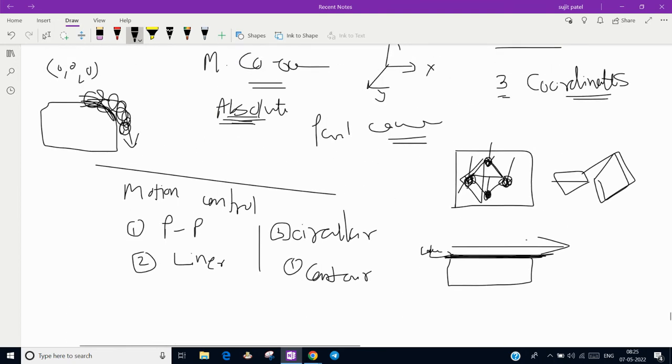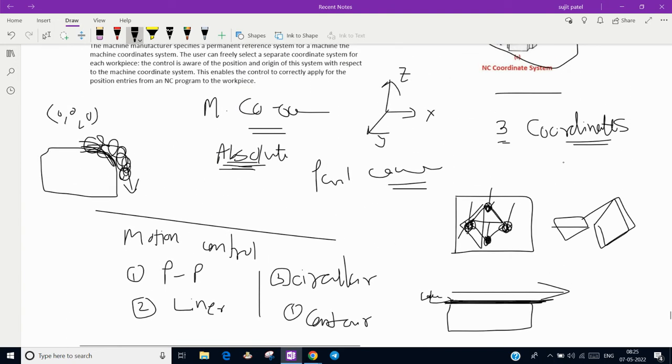Next is contour. You have seen some pockets in milling operation. For example, suppose this is a workpiece and this portion has to be removed in this pattern that I have drawn.